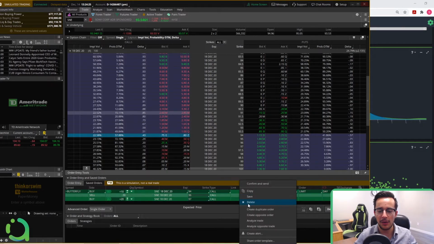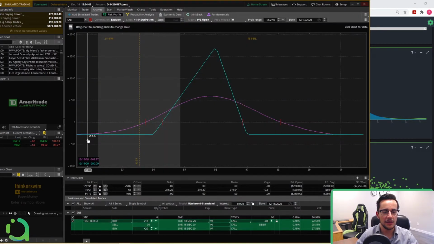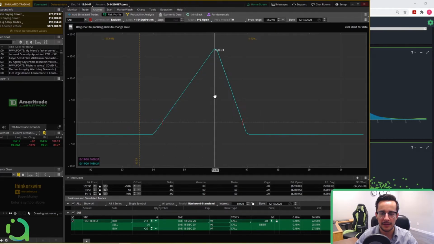So let's take a look at what we have here now. As we can see, we are risking about $270 to potentially make $1,700. So we're getting about 1 to 7 risk to reward on this trade. Now, in order for us to be profitable on this trade, what needs to happen is that Sony rallies from $94 to, in an ideal world, $96, but anywhere between $94.30 and about $96.85 is really the profit zone, where if it lands in this range, we are going to be making money on our position.